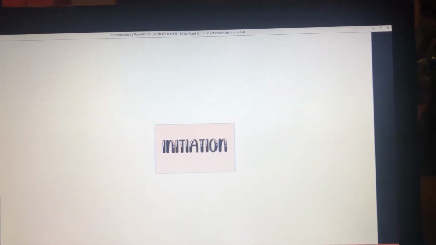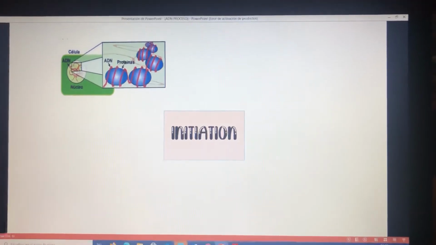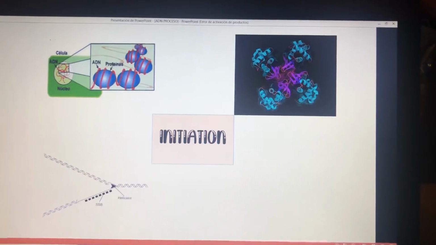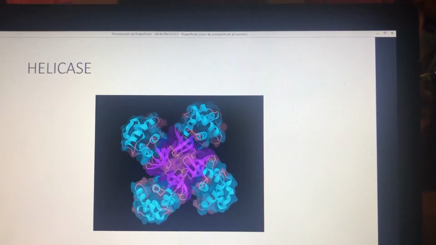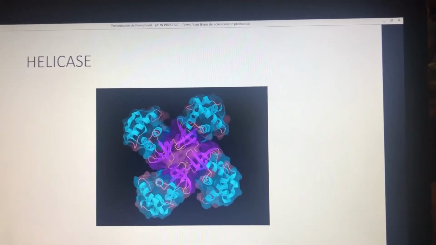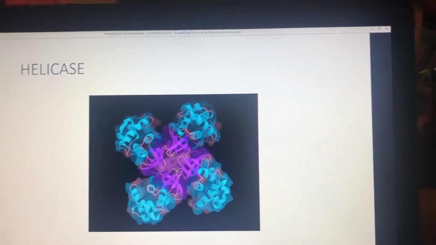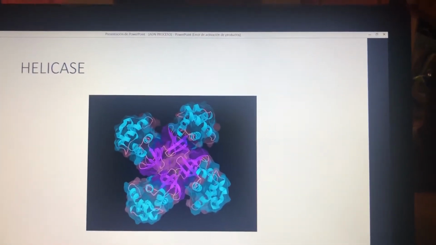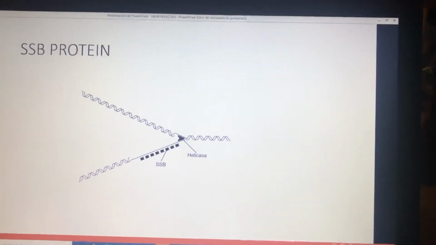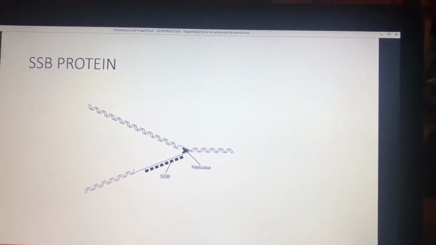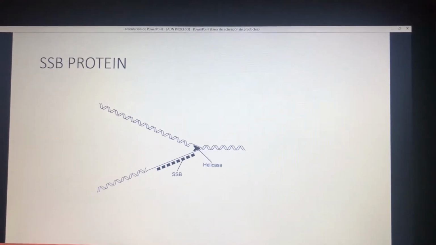First phase, initiation. Enzymes that act in the process: the helicase, SSB protein, DNA primase. Helicase. It is the enzyme that separates the strands by breaking the hydrogen bonds between the base pairs. It is also known as the origin of replication. SSB protein is responsible for preventing the strands from rejoining.